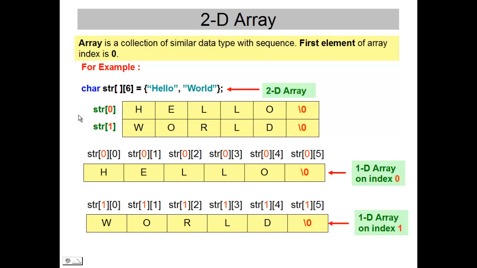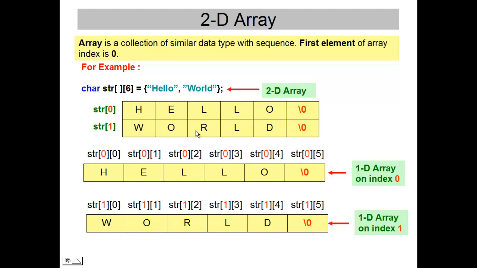So str of 0 means the first element of the array, index is 0. So str of 0 is showing hello, and str of 1 is showing world. Okay, this is the 2-dimension array.